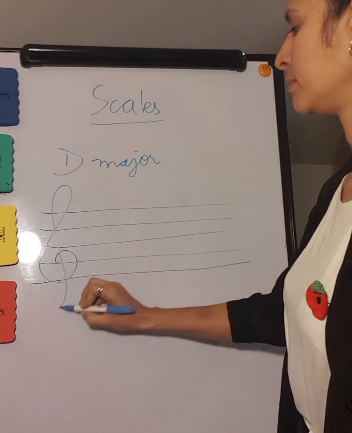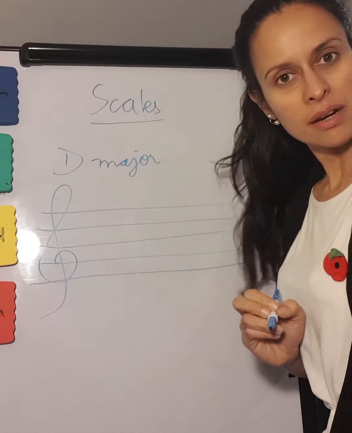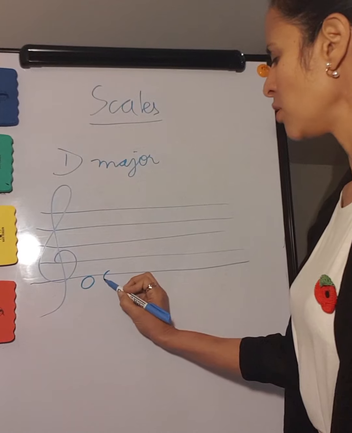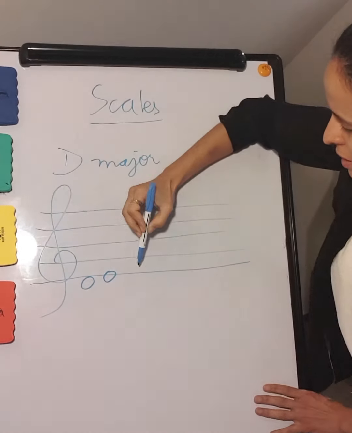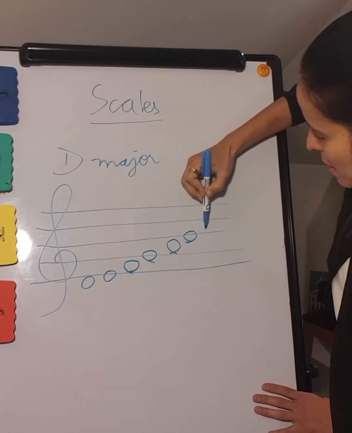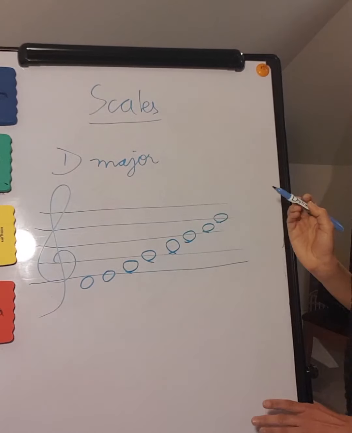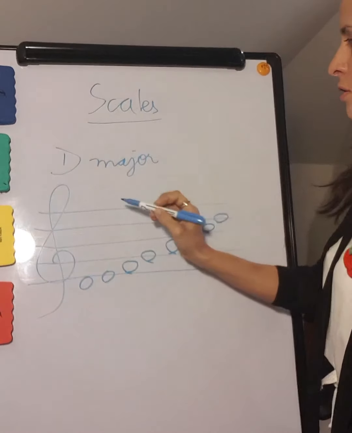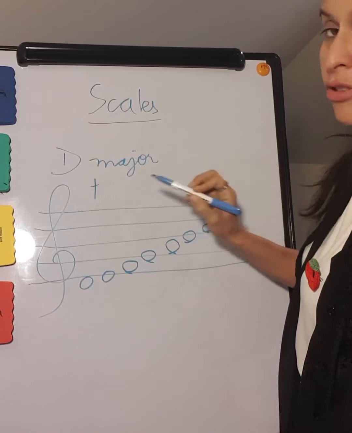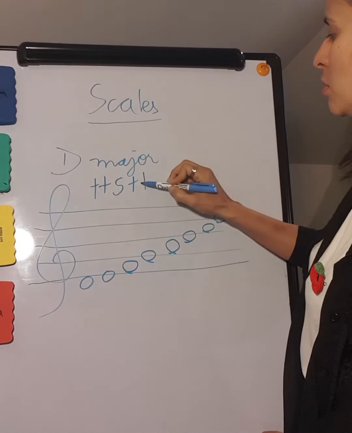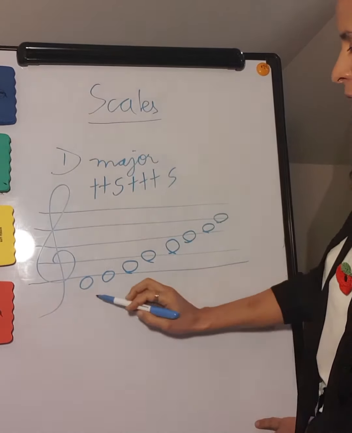Treble clef, starting from D. Let's write all the notes first. An octave. D, E, F, G, A, B, C, and D. Okay. Here we have an octave. So we need to follow this pattern for the diatonic scales. Tone, tone, semitone, tone, tone, tone, semitone.